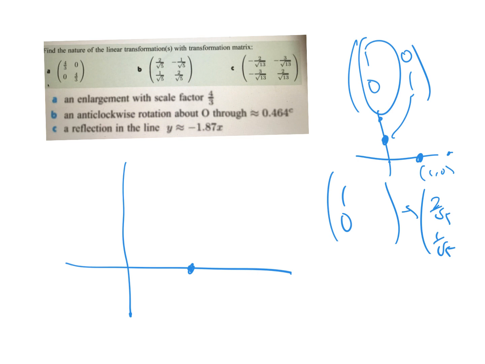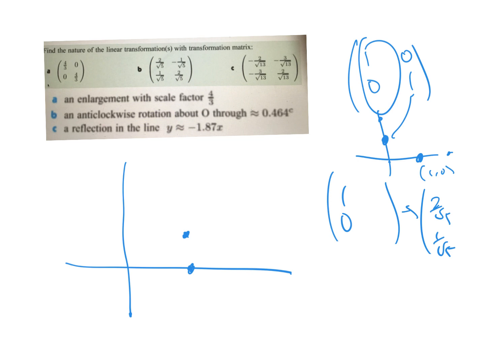Now one of the things that I noticed right off the bat is that when I plot that point, roughly speaking, I go over 2 over root 5, which is a bit less than 1, and 1 over root 5 is a bit less than that, so I'm going to go over 1 and then a bit less, so somewhere over here.